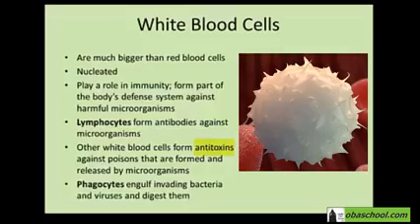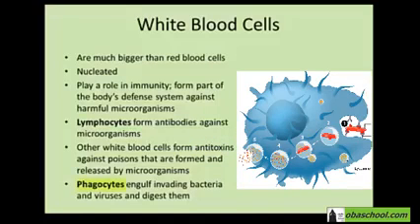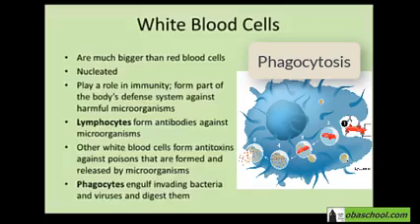Finally, another type of white blood cells is the phagocytes. Phagocytes engulf the invading microorganisms and digest them internally by a process called phagocytosis.